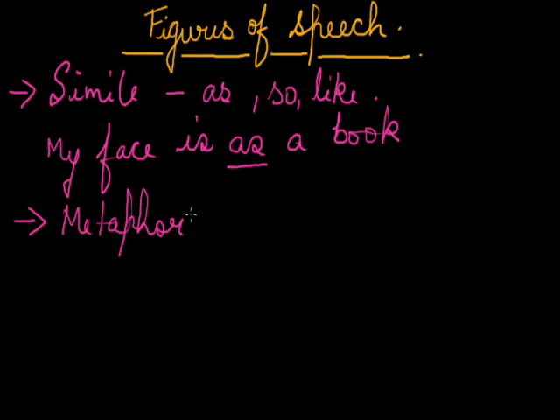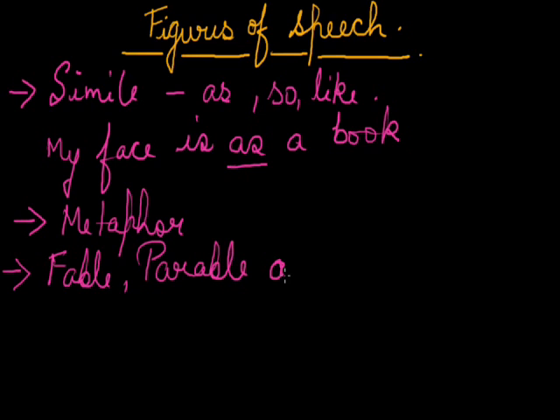Let me give you more examples of metaphor. The second is he is the vulture of the province. Vulture of the province means the plunderer. Similarly, now next coming to the next figure of speech, that is fable, parable, and allegory. Okay. So these are the same basically.